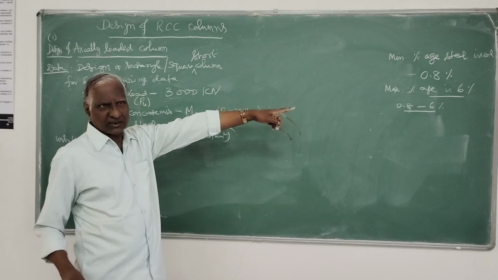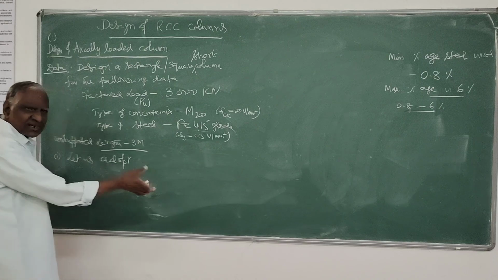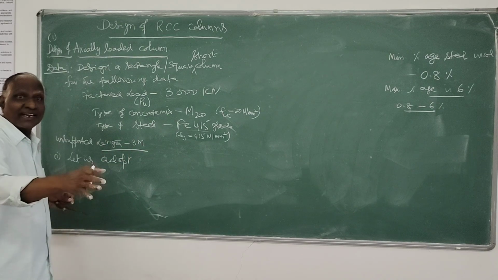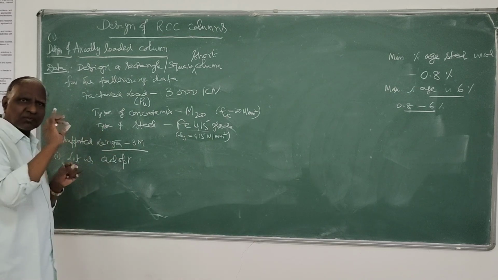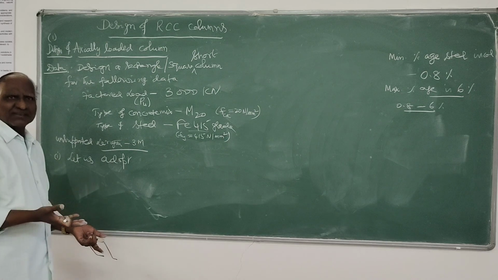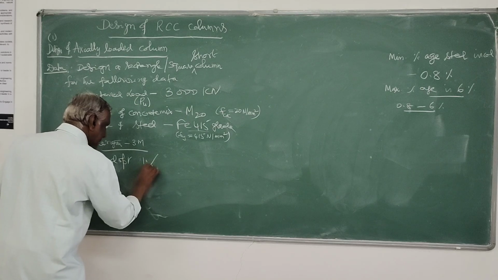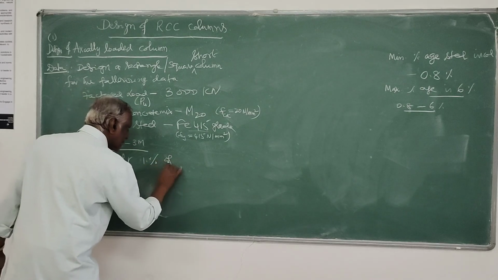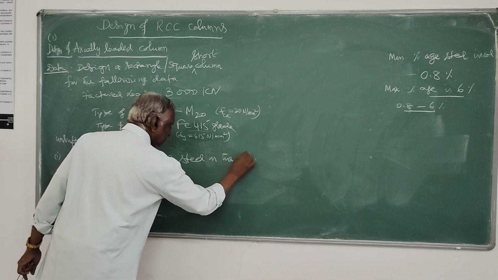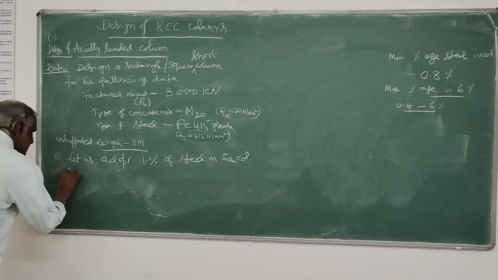Keep that particular thing in mind. We have a minimum and a maximum. I will fix some suitable figure in between. I told you, it's a trial and error process. First, I will assume some suitable percentage of steel, then I will revise if it is not suitable. So let us adopt 1% of steel in the column. Let us assume that.